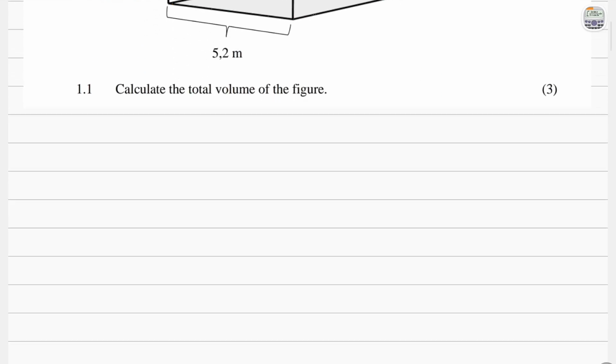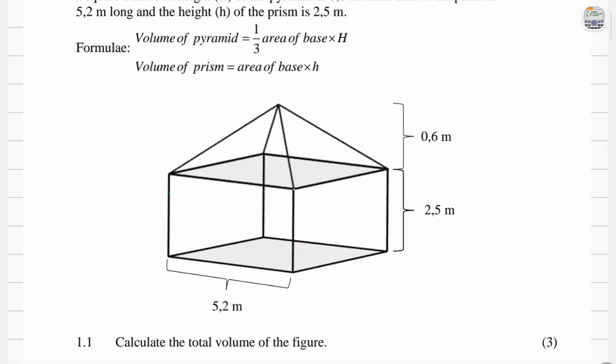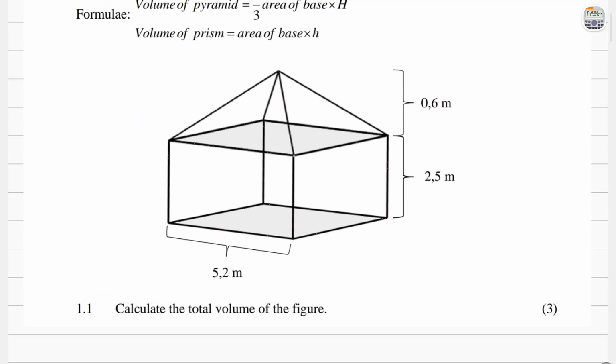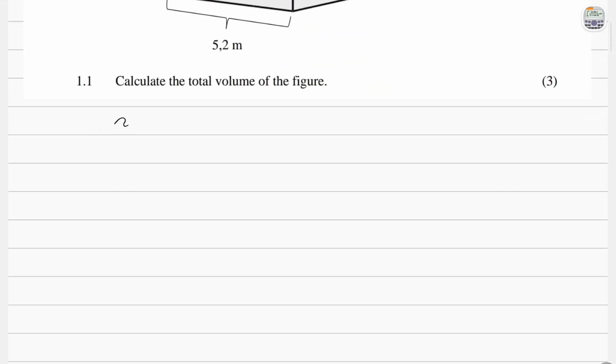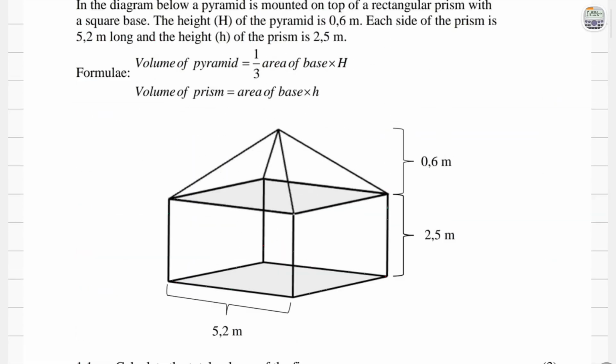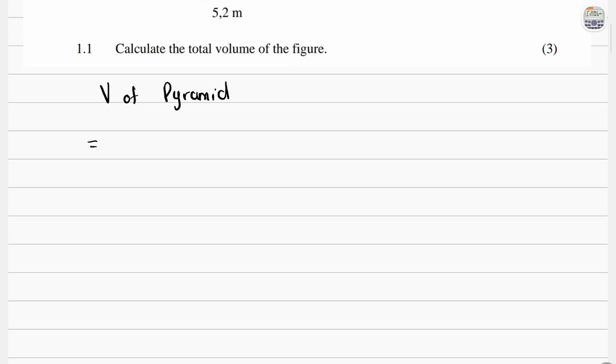And the first question, 1.1 says, calculate the total volume of the figure. So looking at this shape, how do we find the total volume? Well, there are two 3D shapes in it. So you need to find the volume of this pyramid and then the volume of the prism, and then we add them together. So let's find them separately. We'll find the volume of the pyramid first. Okay, take our formula, which says 1 over 3 area of base times height. So we'll take 1 over 3 and then multiply by that area of the base multiplied by the height.